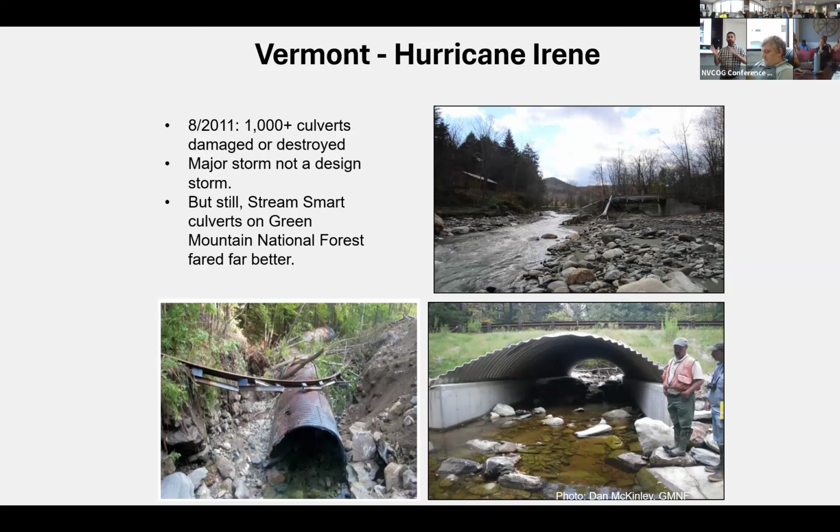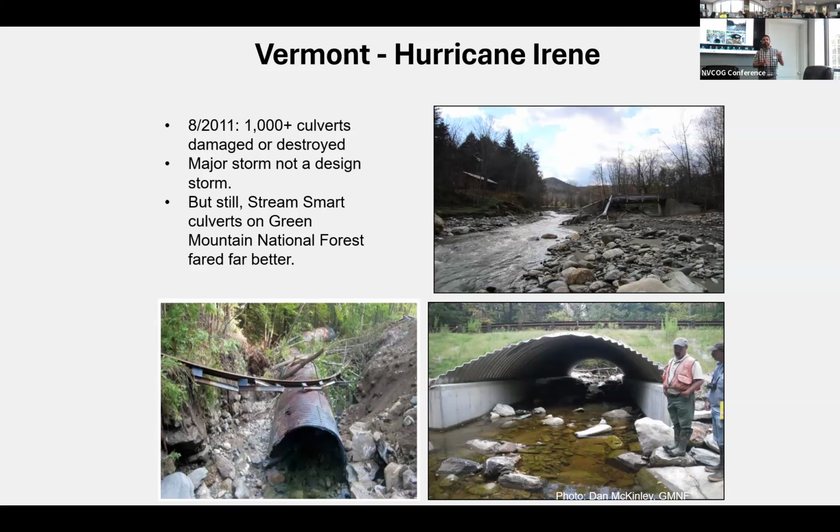Other states have been doing this in a little bit more advanced way than we are. Vermont has the Green Mountain National Forest, so they have Forest Service up there, and they've done a lot of culverts in the National Forest. In 2011, 1,000+ culverts were damaged or destroyed in Irene.